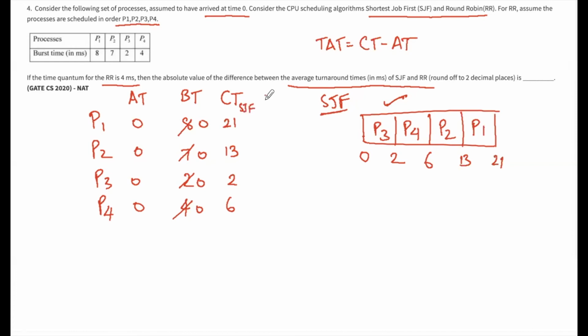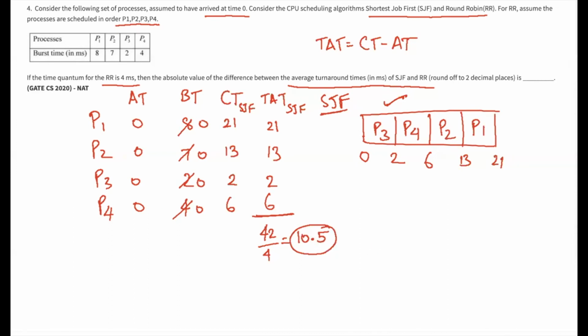Fine. Then I'll calculate the turnaround time for SJF. So the turnaround time is completion time minus arrival time, right? So 21 minus 0. So everything is 0, right? So I'll copy all the values of completion time: 21, 13, 2, 6. Okay. So now I have to calculate the average turnaround time, right? Because they are asking for the average turnaround time. So 21 plus 13 is 34, 40, 42. So 42 divided by 4 is 10.5. So my average turnaround time for SJF is 10.5.